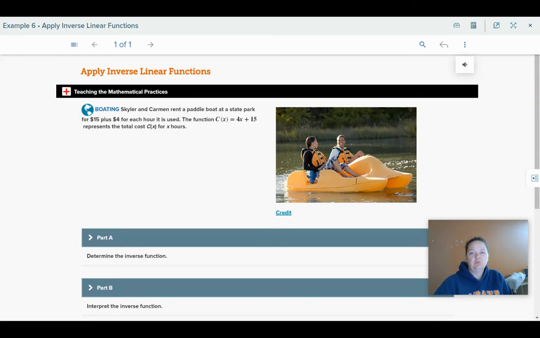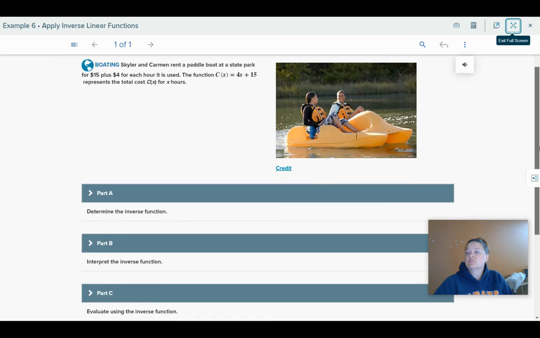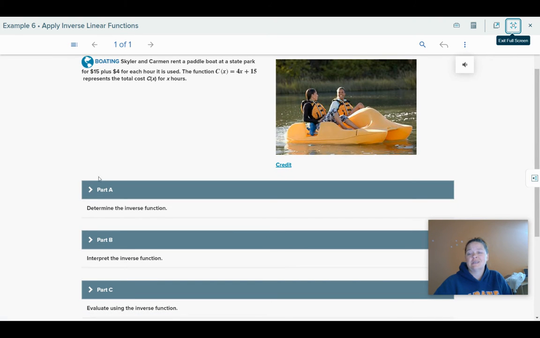One last example for you. In this one, we're going to apply the inverse linear function. Here we've got Skylar and Cameron riding a paddle boat that they've rented at a state park. It costs $15 plus $4 for each hour it's used. The function c(x) = 4x + 15 represents the total cost, c(x), for x hours. So c(x) is your money, x is your time.